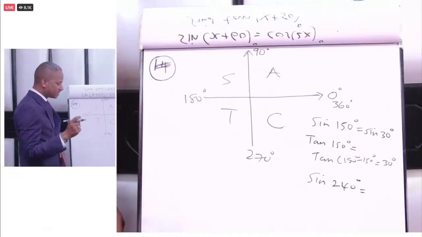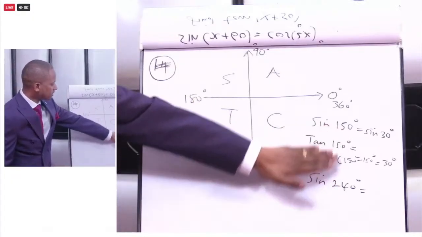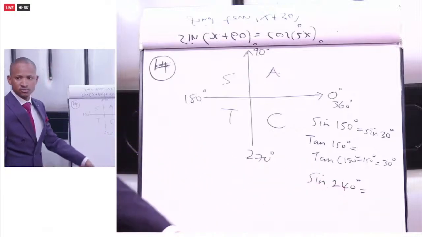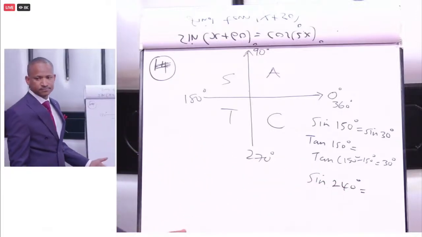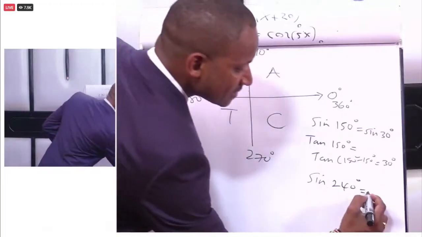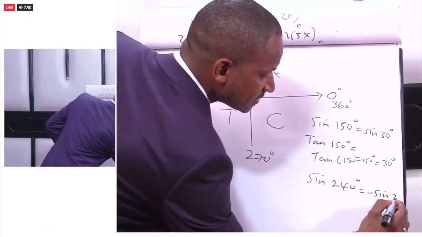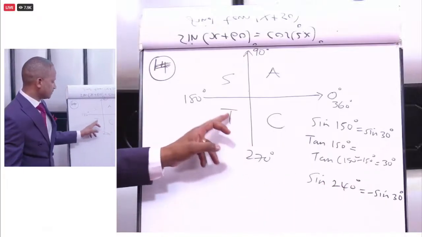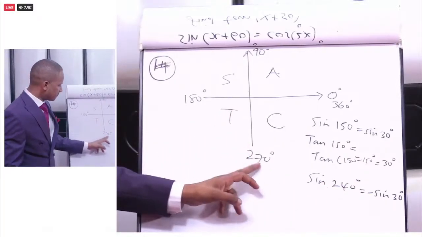So class, be very careful, because also this can be set. You only do this exam once. Also this can be set. So you wonder what will happen. So sine 240 is the same as negative sine 30 degrees. It is negative in this quadrant, which is 270 minus 240.